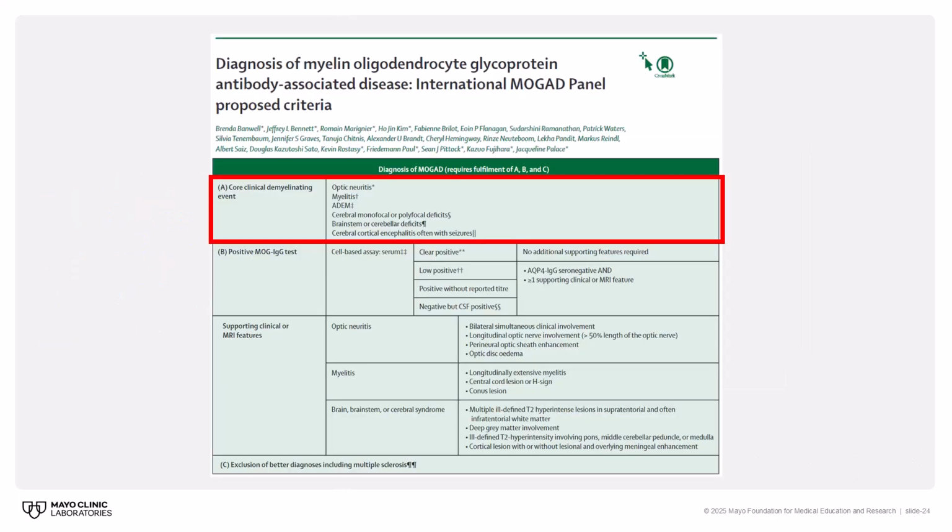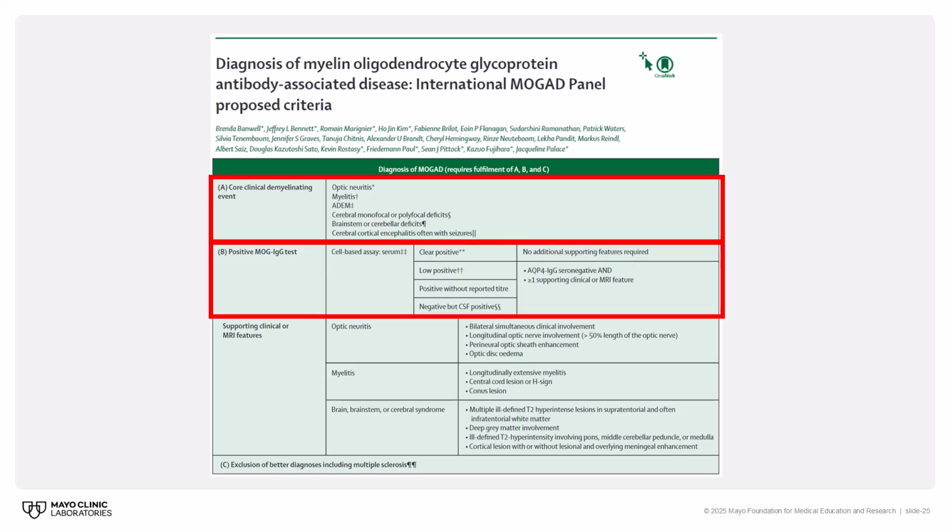Now, if we move on next to MOG antibody-associated disease, or what we term MOGAD, and this is diagnostic criteria that myself and Dr. Piddock from Mayo Clinic were involved with, published in 2023. And what you'll see is that this involved a core demyelinating event with either optic neuritis, myelitis, ADEM, cerebral monofocal or polyfocal deficits, brainstem or cerebellar deficits, and cerebral cortical encephalitis with seizures.